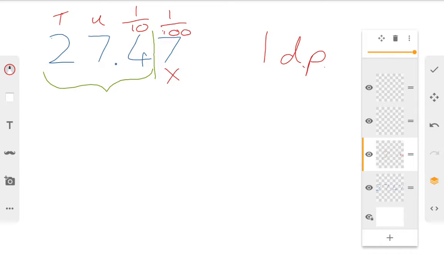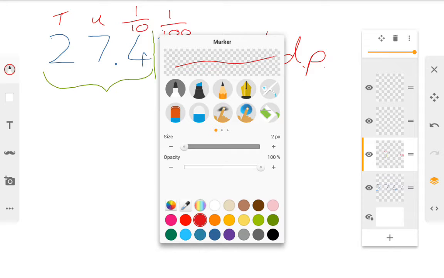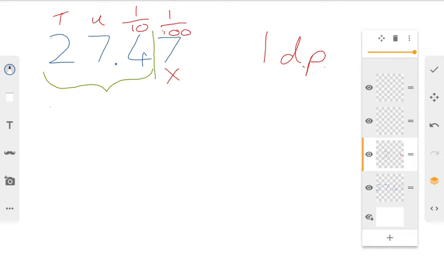Now, if I need to round, I need to look at the bit that I am removing. Only the first digit, not any other digits. 7 will round up. 5 or above will round up. And the result of that will be my number being almost the same, apart from this digit in my tenths column will round up to 27.5. And now I've rounded my number to one decimal place.